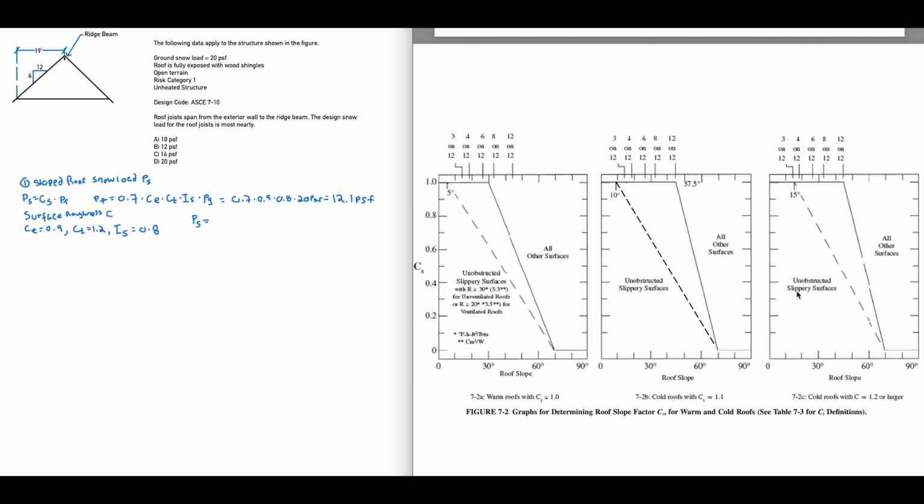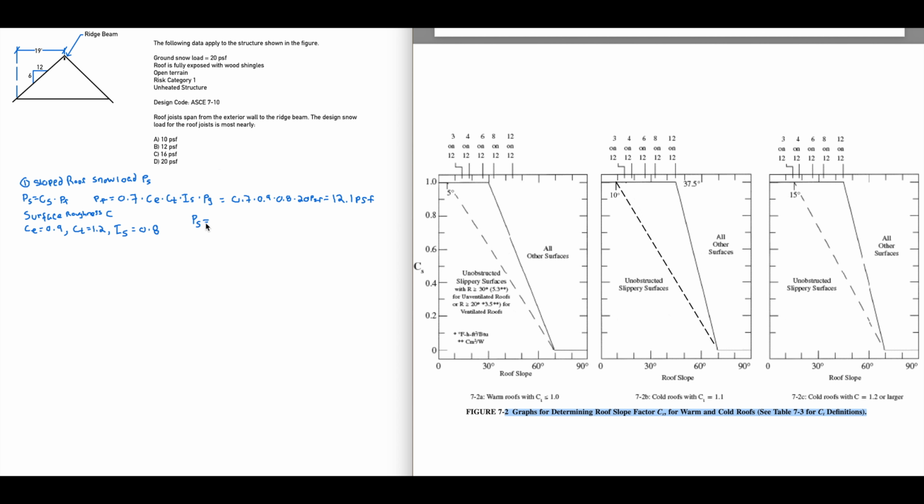Okay, so this figure provides two different lines. We have an unobstructed slippery surface indicated by the dashed line, and then all other surfaces use this solid line here. So the problem statement tells us that we have a roof fully exposed with wood shingles, right? So that is not a slippery surface. A wood shingle is a rough surface. So we're going to use this solid line, and then it gives us for various slopes. So for instance, we have a 6-on-12 slope. You use this solid line, 6-on-12, and you're at a CS of 1.0.